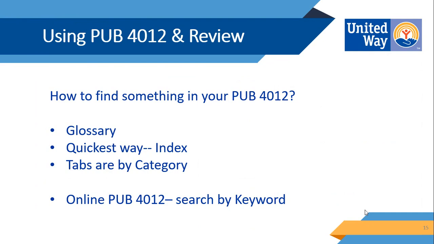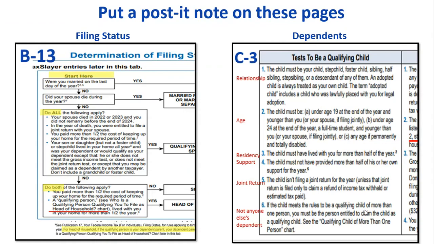Also, it's available online. And if you open up a PDF of it online, you can search for keywords, which makes things a lot faster to find. You don't have to memorize anything. You just have to know where to look for something. And remember, you will have people at the tax site there to help you.